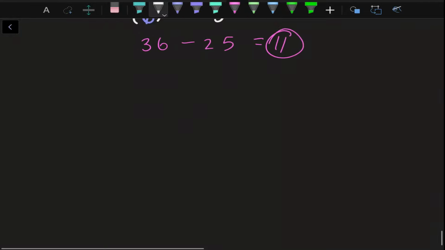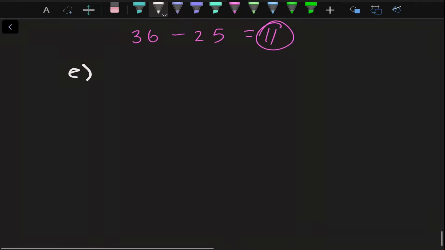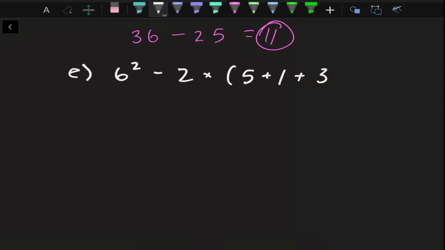And one more on here before we do some reciprocal questions quickly. 6 squared minus 2 times 5 plus 1 plus 3. Pause the video, check that one out.